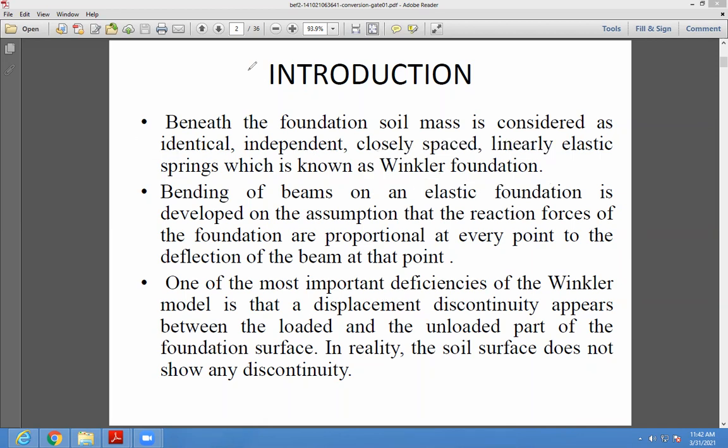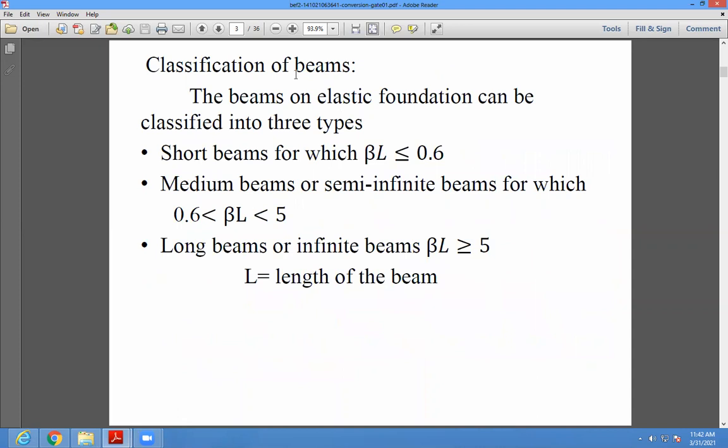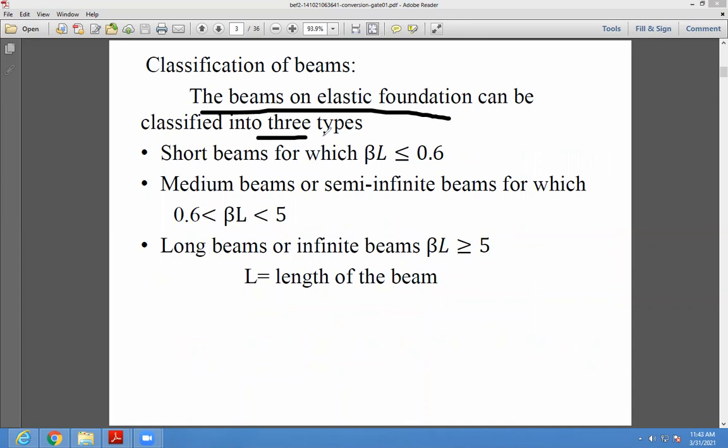So this is the classification of beams on elastic foundation. The beams on elastic foundation can be classified into three types.